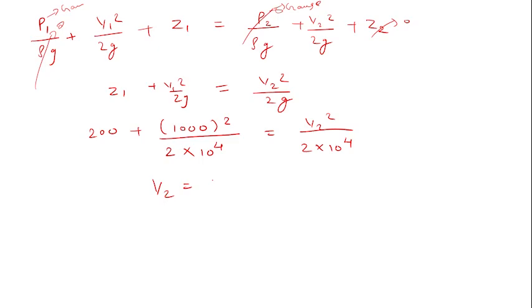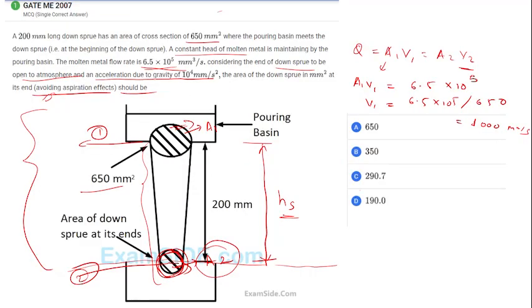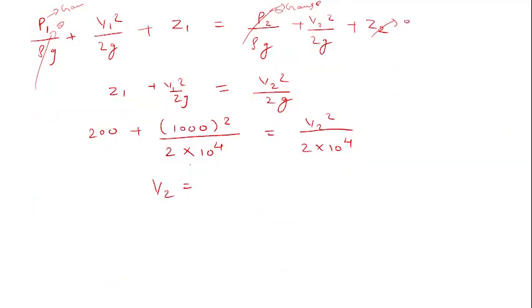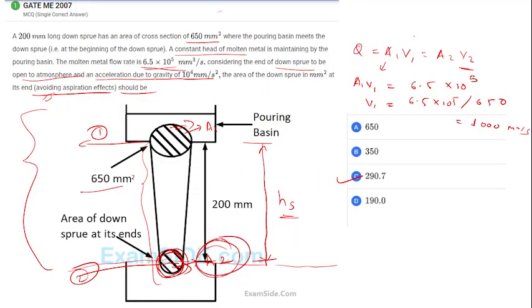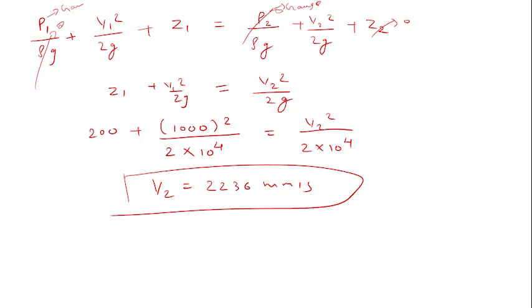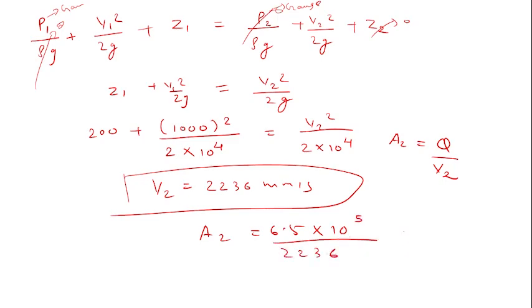V2 is coming 2236 mm per second. You will get V2 as this. So what are they asking? They are asking A2. From where will we get A2? Here. So now we will calculate A2. Your A2 will be Q divided by V2. So your A2 will be 6.5 into 10 to the power 5 divided by 2236. This will come around 290.7 mm square. So your option C is correct.